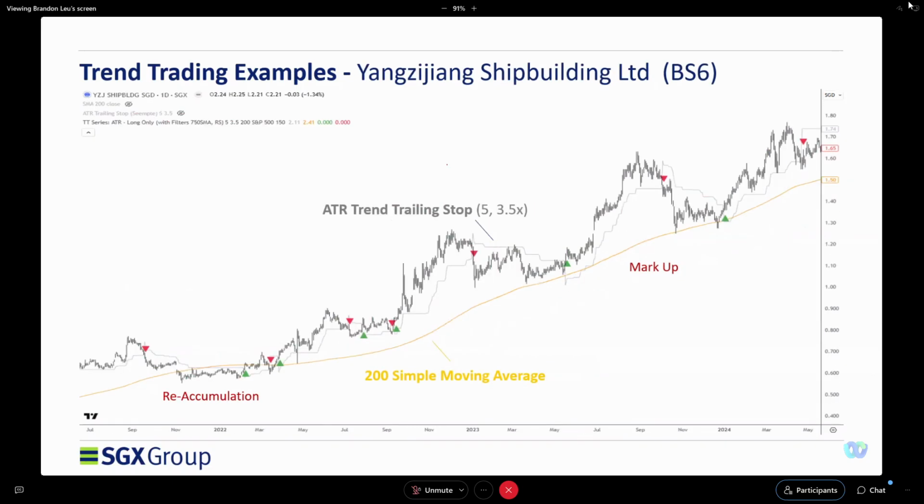Next example, this is Yangzijiang Shipbuilding. It's mostly in a markup phase, and we trade the swings in between. Price breaks above the gray ATR line, and we close once it breaks below the ATR line. So you might ask, Brendan, can we actually hold on to our trade? Since it's trading above the 200 days, we can continue to hold until it breaks below. My reply is that we try not to, because you are combining different strategies together, and this would cause confusion to our brain.